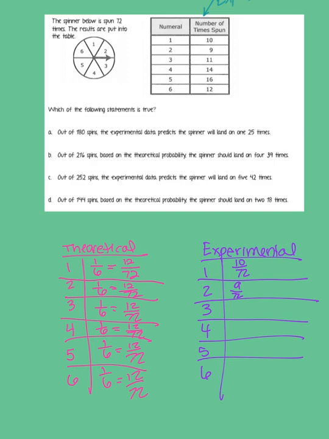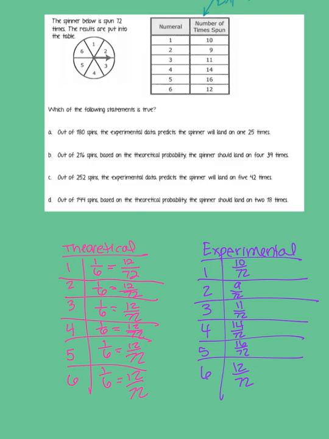What about 3? How many times did they spin a 3? 11 out of 72. 4, 14 out of 72. 5, 16 out of 72. And 6, 12 out of 72. So that's the experimental data. That's the experimental probability. So now we're going to look at these questions.